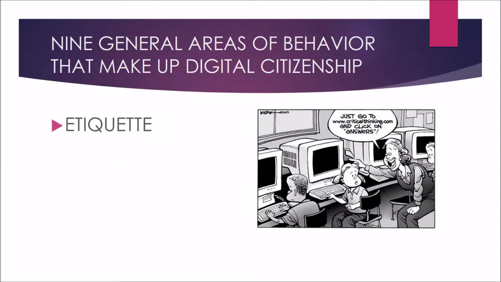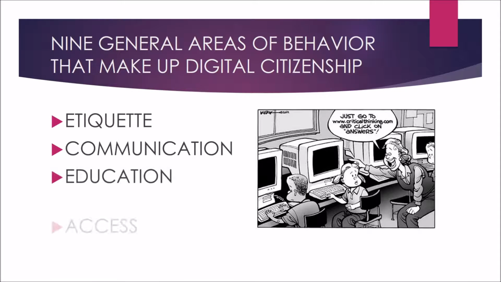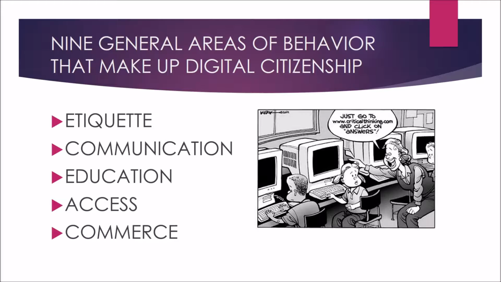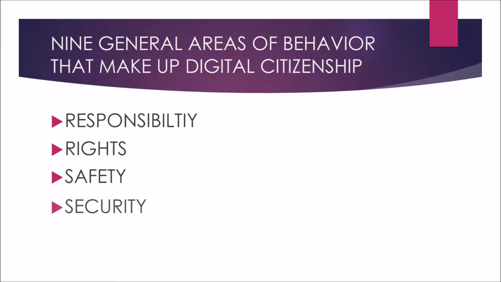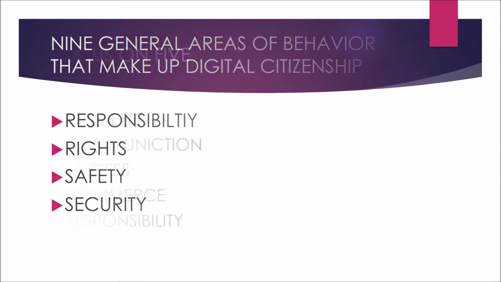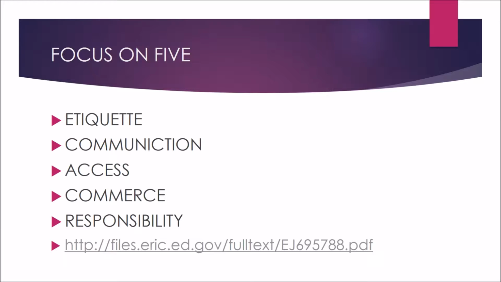They have identified 9 general areas of behavior that make up digital citizenship. They are etiquette, communication, education, access, commerce, responsibilities, rights, safety, and security. In this video, we will explore 5 of these subjects. For more information and access to the report used as the basis of this video, please feel free to access it at the following link.